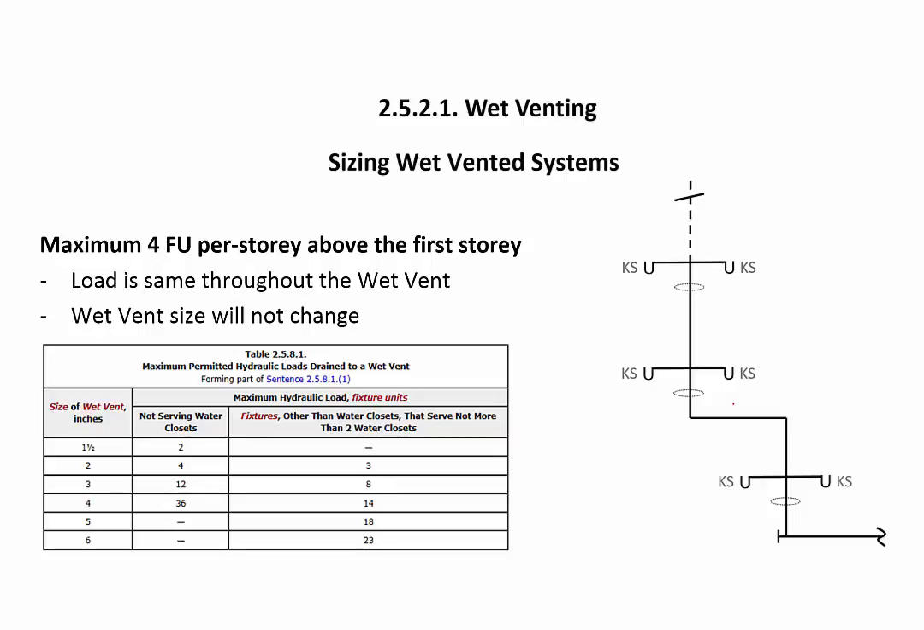Okay, so we're going to look at the next requirement for multi-story stack wet vent. When we have stack wet vents or wet vented soil or waste stack, we're only permitted to have 4 fixture units per story above the first story. So if these were kitchen sinks, we'll go with 1.5 inch, 1.5 fixture units each.